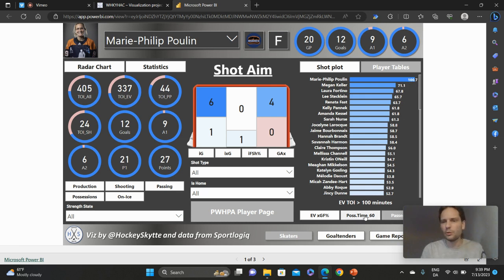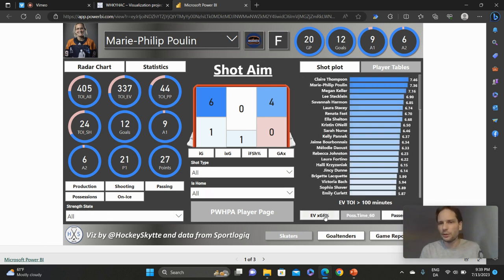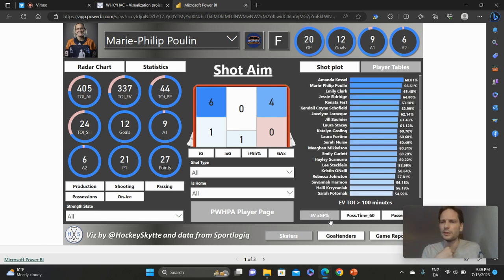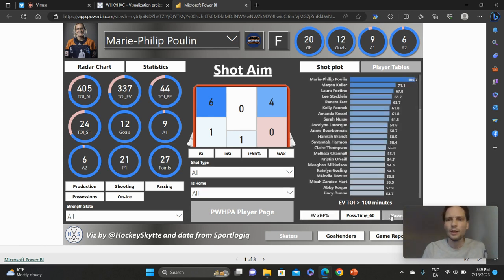This is interesting. She's also near the top in all the other metrics here. This is possession time per 60 minutes. Every time she plays 60 minutes of even strength time, she possesses the puck 7.36 minutes of those 60 minutes. And in the more classical expected goals for percentage, she's also near the top. She's at 66.61%. But anyway, we want to dig a bit deeper.